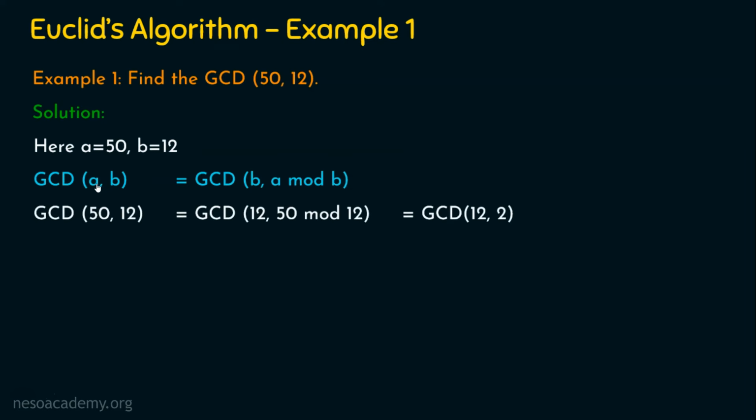So we get GCD of A comma B, that is GCD of 50 comma 12, is equal to GCD of 12, which is B, right? So what is B here? 12. So GCD of 12 comma A mod B. What is A?